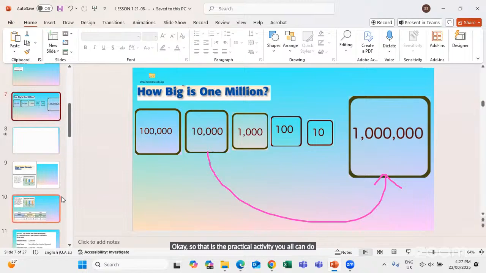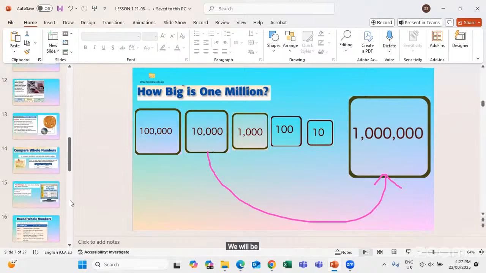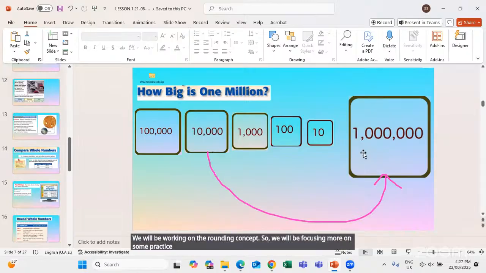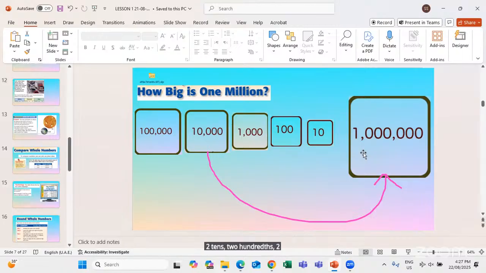And in the next lesson, we will be working on the rounding concept. We will be focusing more on some practice on the rounding of whole numbers to tens, to hundreds, to millions, like that way.